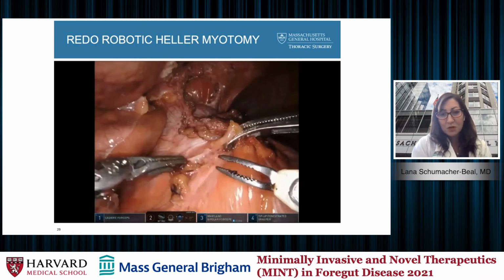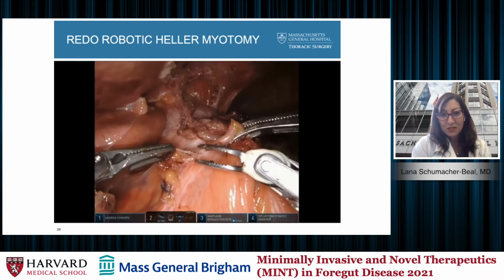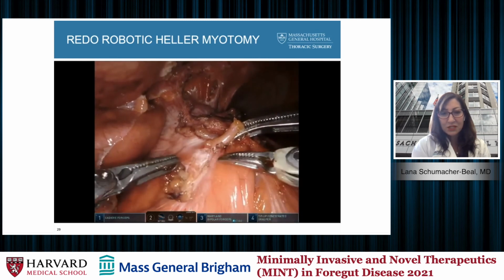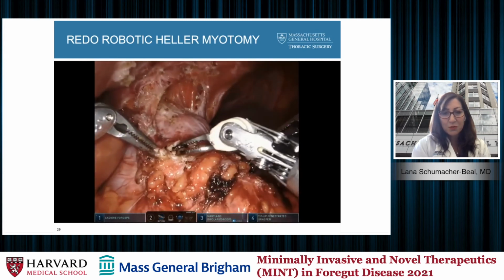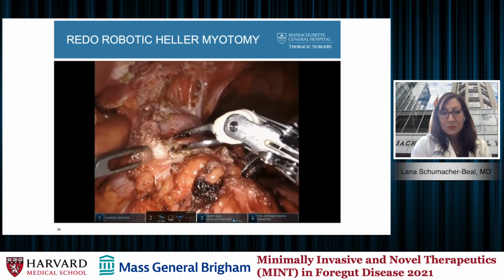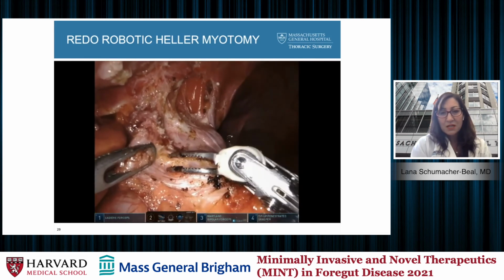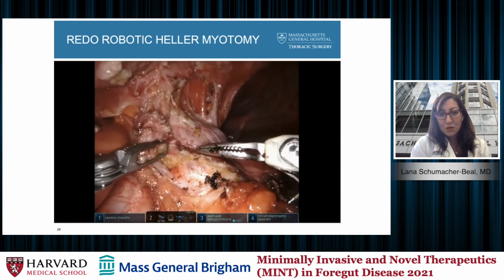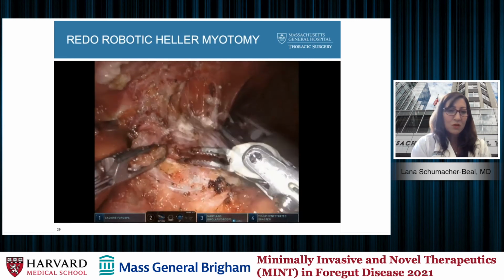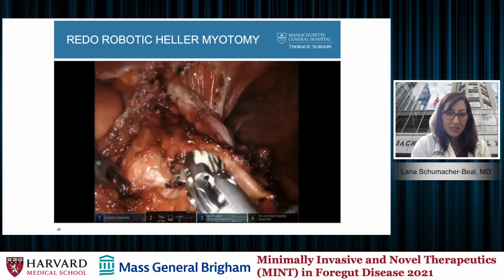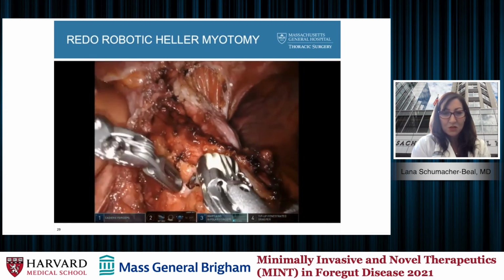This is important to take down the whole fundoplication. And it's pretty easy to deal with adhesions and redo surgery with a robotic approach. Again, small wristed instruments allow for finer dissection. It's also the visualization being so good, that we're magnified and have both 3D and HD visualization. It allows for a very safe redo approach.